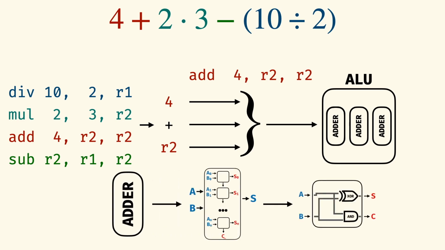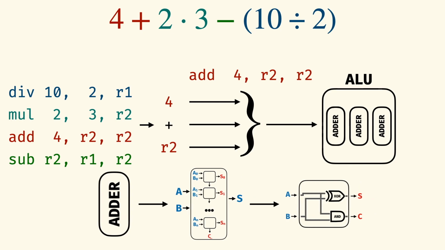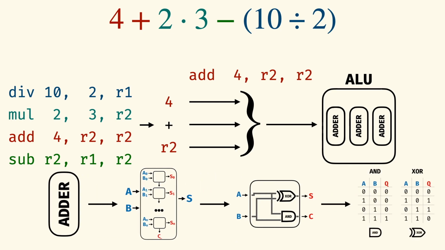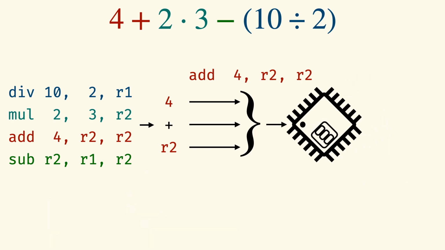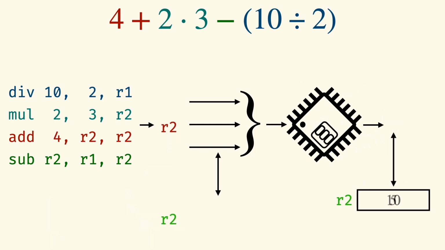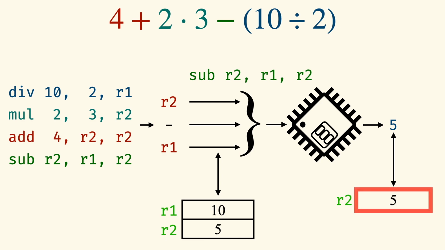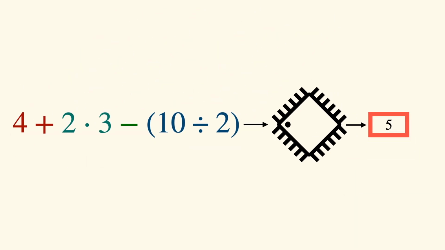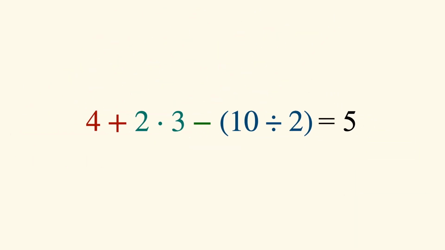The ALU took the arguments and put them through a bunch of daisy-chained adder circuits made up of logic gates to add them together, each logic gate behaving according to its truth table. The processor took the output and wrote it into our chosen output register. Then the same thing is done with the subtraction instruction and we get our final result. At long last, we know for sure that 4 plus 2 times 3 minus 10 divided by 2 is 5.